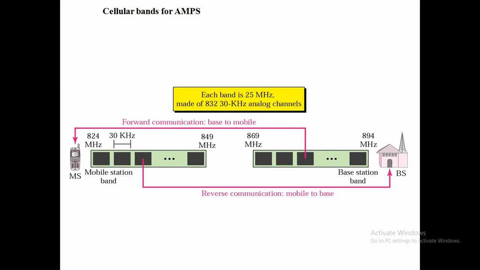Cellular bands for AMPS. Here each band is 25 MHz, made of 832 30 kHz analog channels. This is the reverse communication, mobile to base. This is the cell, and this is the framing structure by the different frequencies. This is the base station band, and it goes from the mobile station band to the base station band. This is the base station function, and it takes the acknowledgement through the mobile switching center. That is the AMPS.